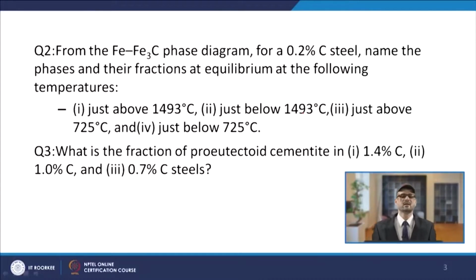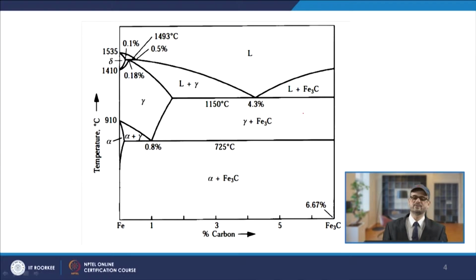Now, the next question is from the iron carbide phase diagram for a 0.2% carbon steel. Name the phases and their fractions at equilibrium at the following temperatures. So, now we have to find the different phases and also their fractions at equilibrium. We have the different temperatures given, just above 1493. So, we have to see the iron carbon diagram.